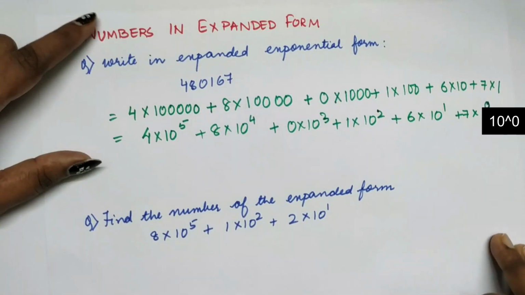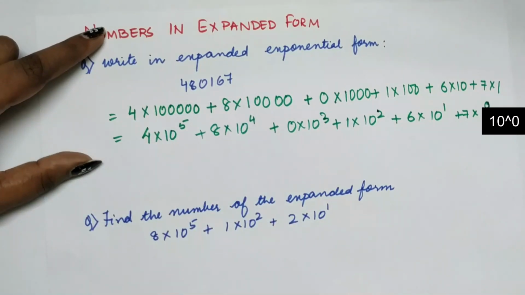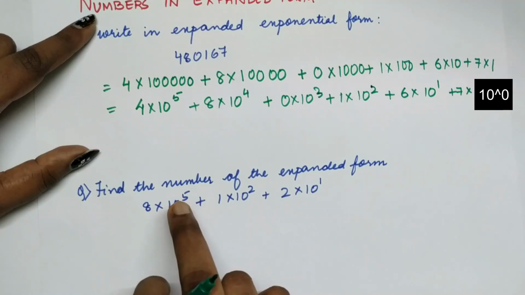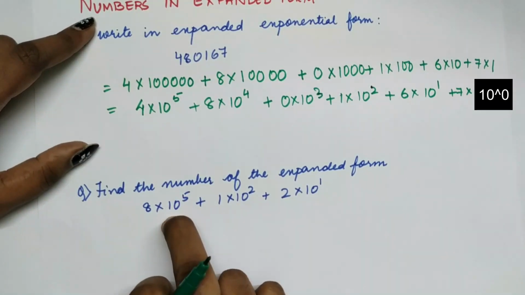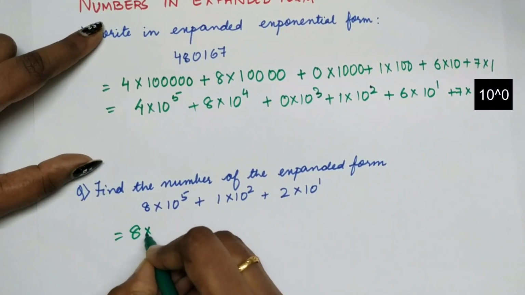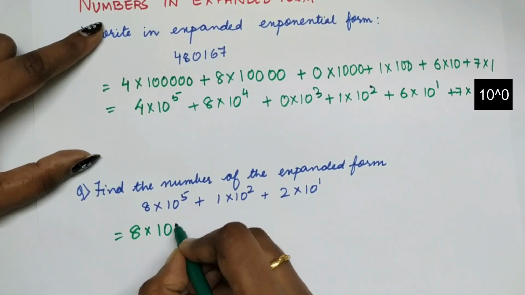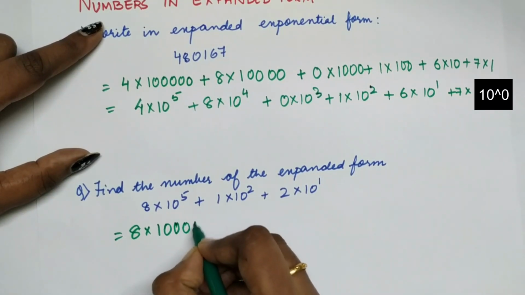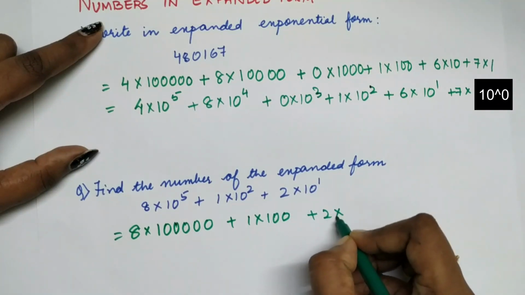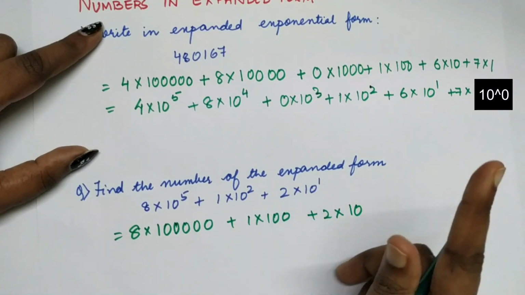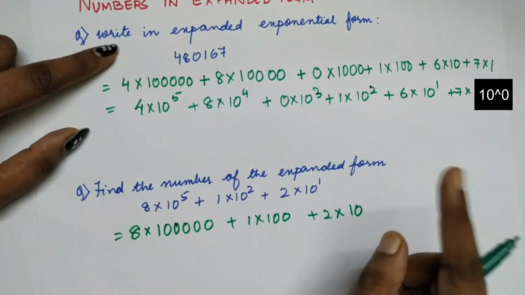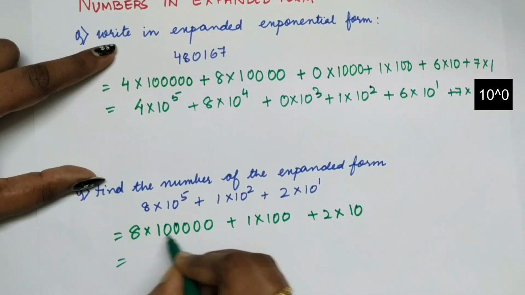Then how to convert it to the normal number, like this number? See the number of zeros to be written. How do you know the number of zeros? Just see the power of 10. So 8 into 5 zeros: 1, 2, 3, 4, 5, plus 1 into 100 plus 2 into 10. 10 to the power 1 will be 10. 10 to the power 0 will become 1. Remember that.